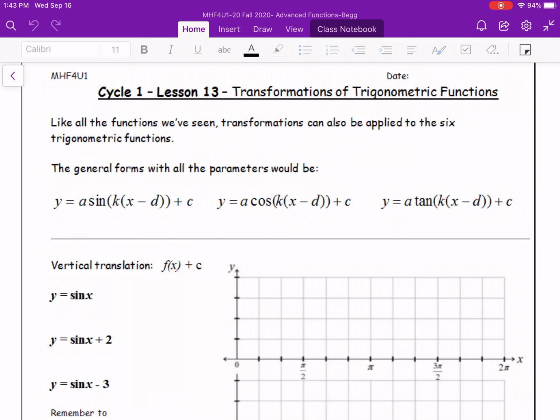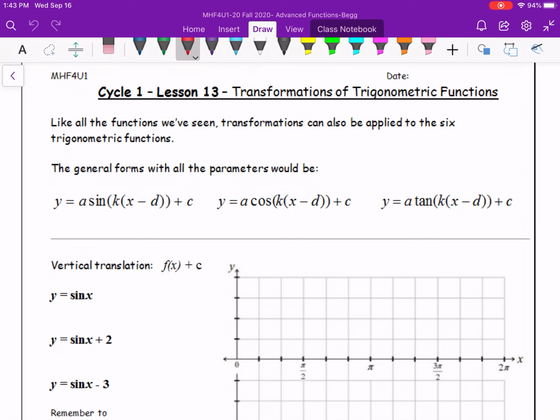In Cycle 1, Lesson 13, we're going to look at transformation of trig functions. We've already talked about transformations of other functions. Luckily, we're going to be using the exact same formula, the same letters, A, K, D, and C. It's just what are the parent functions. So we have A, K, D, and C.